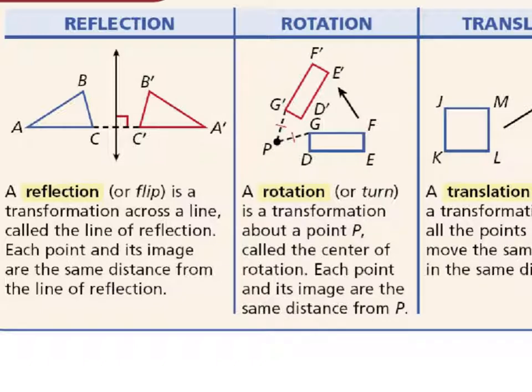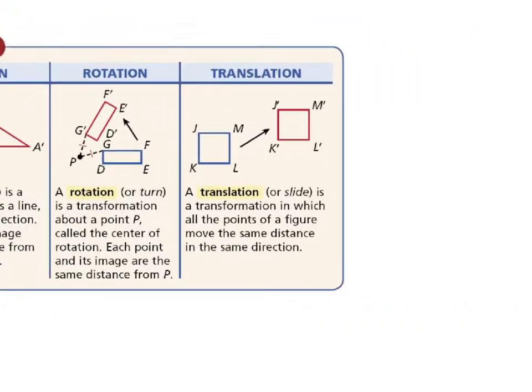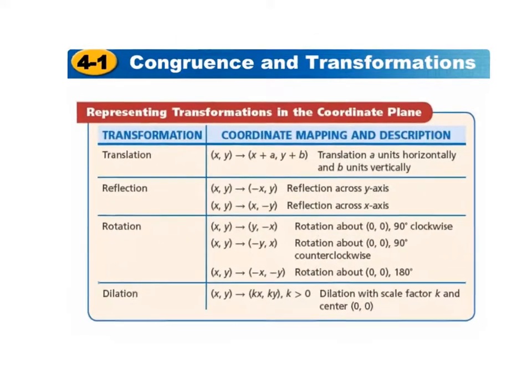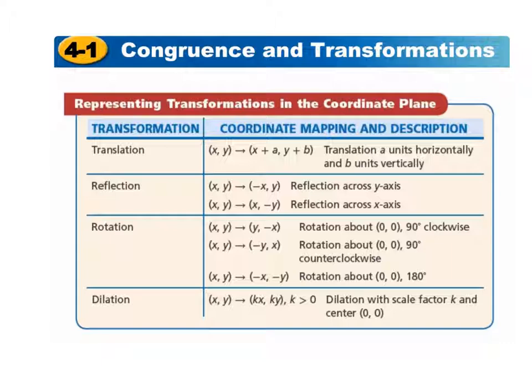So you either rotate clockwise, which would be to the right, or counterclockwise, which would be to the left. Then we have translation, which is a slide, and it is a transformation in which all the points of a figure move the same distance in the same direction. So it's just the same shape sliding in one direction or another.